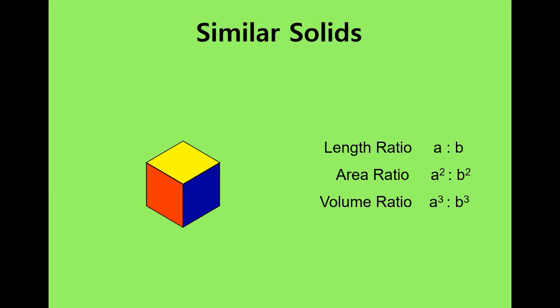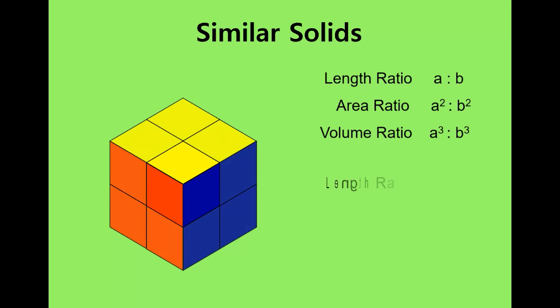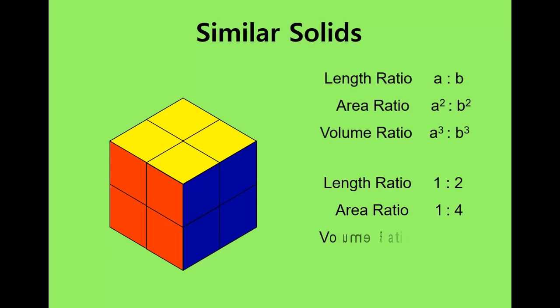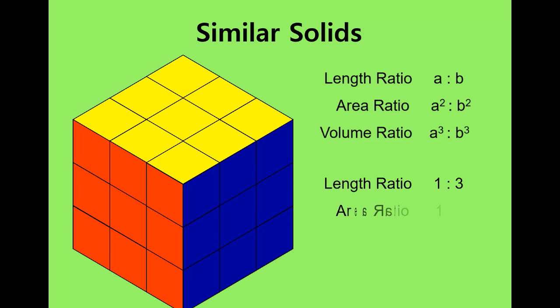Let me give you an example for that. Let's say we double each side of this cube so that the length ratio of the original cube to the new cube is 1 to 2. Then you see the area of each face of the cube becomes 4 times because you have 4 of the small squares on each face. And the volume of the new cube will be 8 times the original cube, since you see 8 of those smaller cubes.